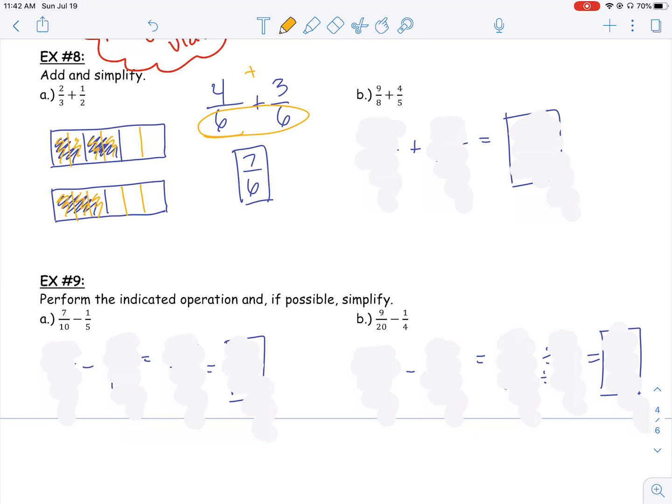So look at B with me. B says I have 9/8 plus 4/5. And I can't really add eighths with fifths because they're not out of the same amount. So what we have to do is figure out what our common denominator is. We need to figure out what I can turn 8 into and 5 into. So is there a number that 8 goes into and 5 also goes into? Well, you might have noticed that they both can go into 40. So let's make our common denominator 40.